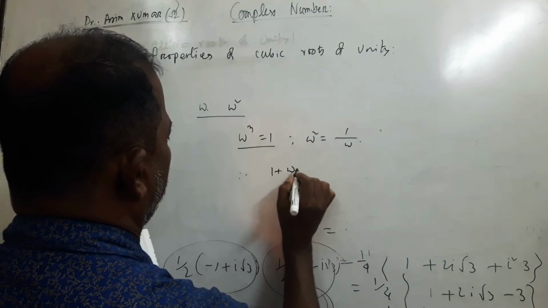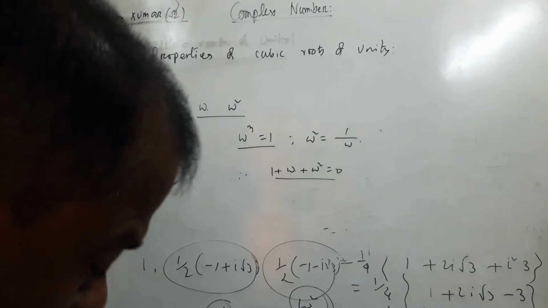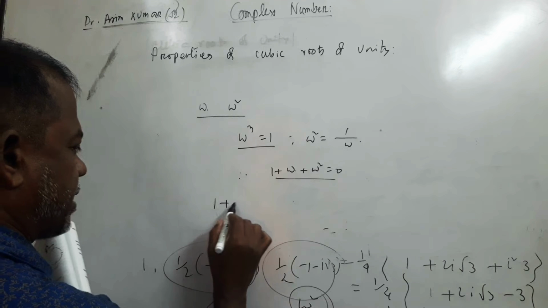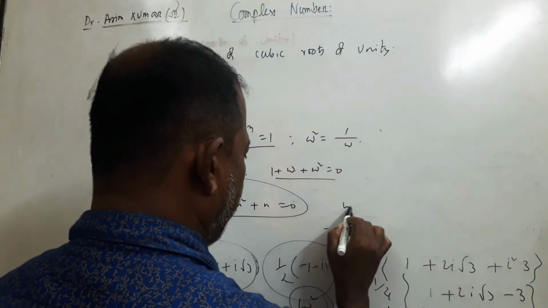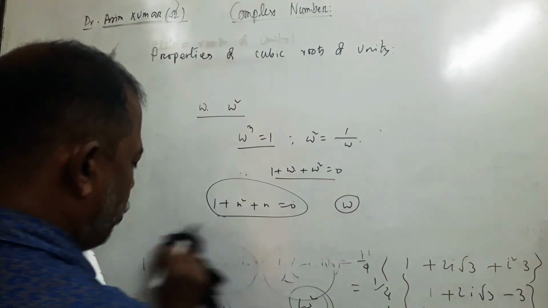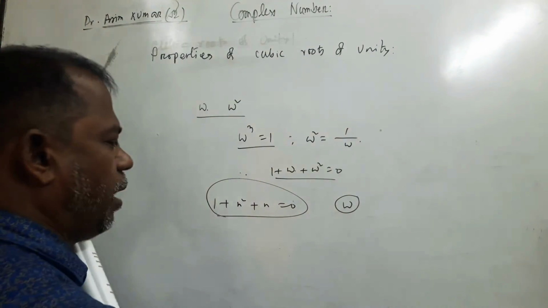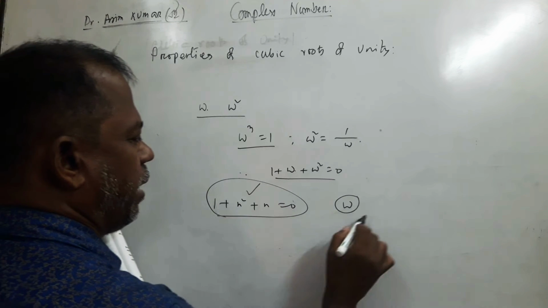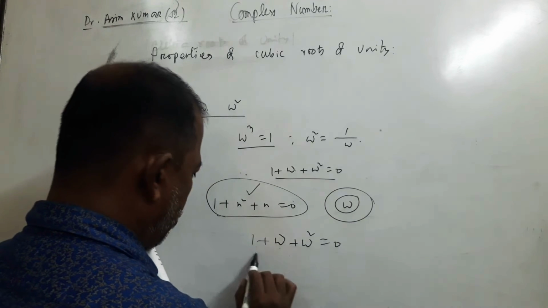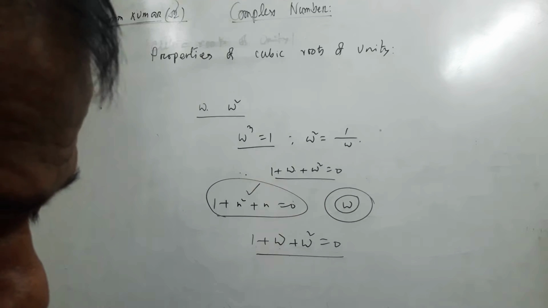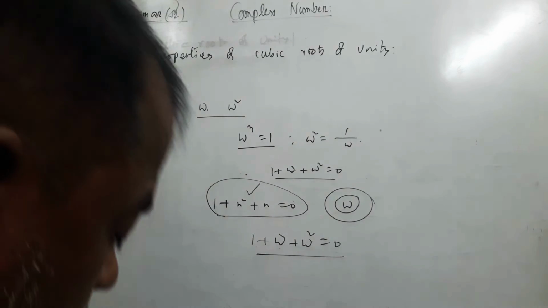Since 1 plus omega square plus omega equal to 0, consider 1 plus x square plus x equal 0. This is the quadratic equation, and its roots are omega and omega square. So this is the equation of second degree whose roots are omega and omega square. Automatically, omega and omega square plus 1 equal to 0.